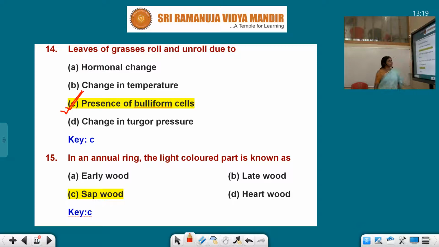Presence of bulliform cells. In annual ring, the light color part is known as the light color. Wood is formed two times every year, two rings are forming. One is in springtime, one is in autumn, and the early form is called early wood. Of course, early wood is light in color also. So both the answers are correct. Here some mistake has been made. So the key C, not only C, A and C are both correct.